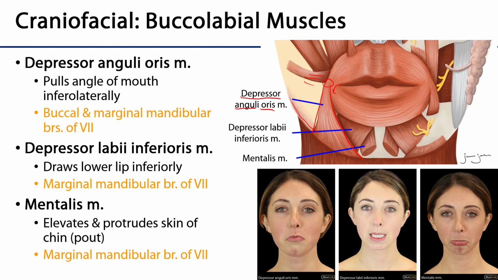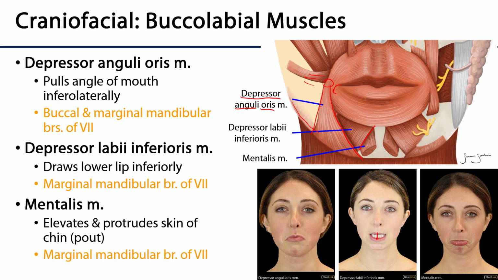We also have depressor labii inferioris muscle. Depressor labii inferioris muscle tends to be deep to depressor anguli oris. And this muscle, when working in concert with its counterpart, is going to depress the lower lip. So to pull it downwards.